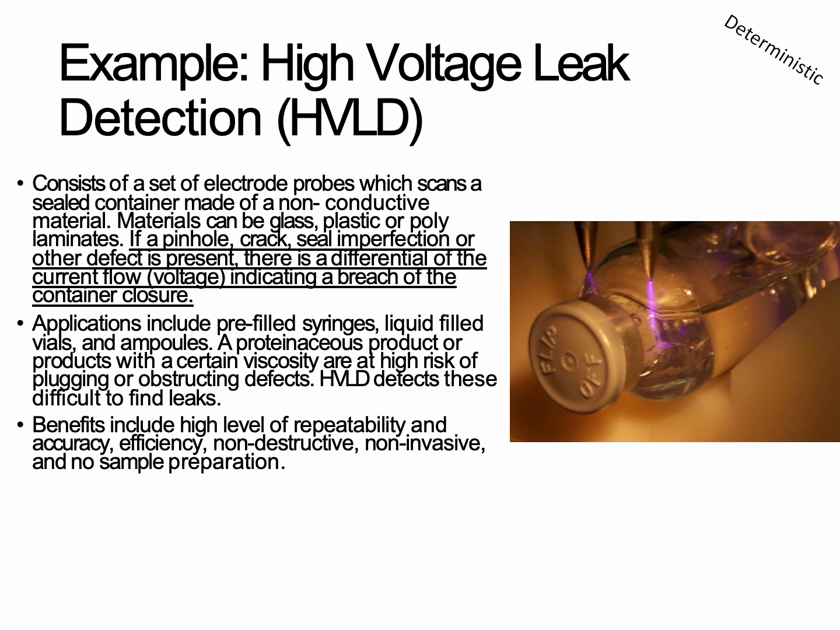Now let's go over the first selected deterministic method, which is the high voltage leak detection. It consists of a set of electrode probes which scans a sealed container made of non-conductive materials. So materials can be glass, plastic, or polylaminates. If a pinhole, a crack, or seal imperfection or other defects is present, there is a differential on the current flow or the voltage indicating a breach of the container closure.